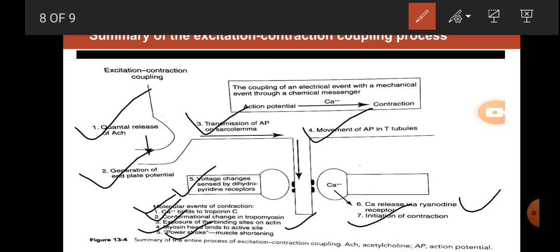This diagram summarizes two systems at the same time: the molecular events of muscle contraction and the release of calcium from the sarcoplasmic tubular system. This is all about excitation-contraction coupling.